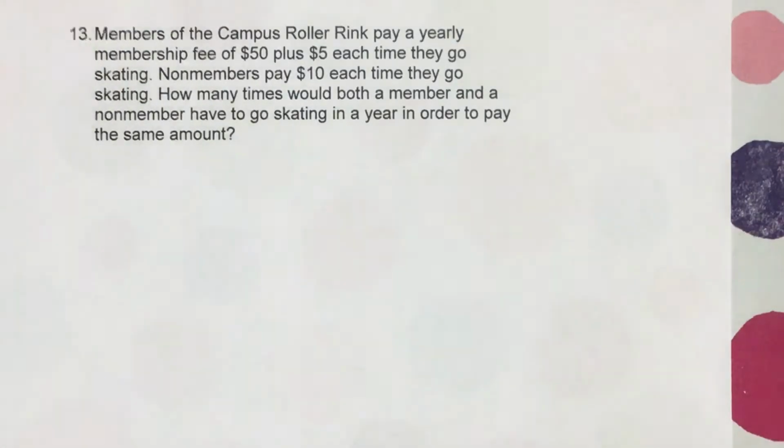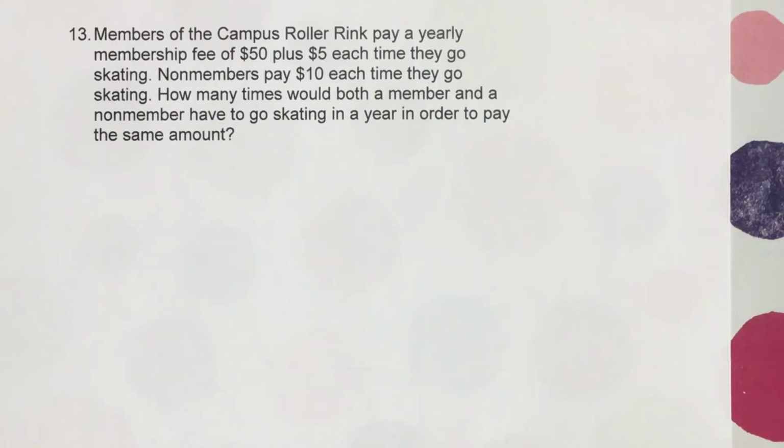Okay, it says the members of the campus roller rink pay a yearly membership fee of $50 plus $5 each time they go skating. Non-members pay $10 each time they go skating. How many times would both a member and a non-member have to go skating in a year in order to pay the same amount?